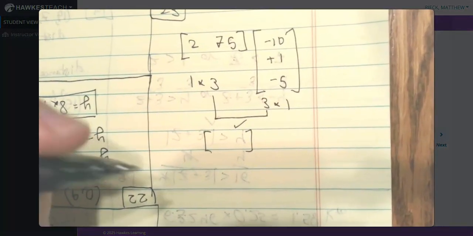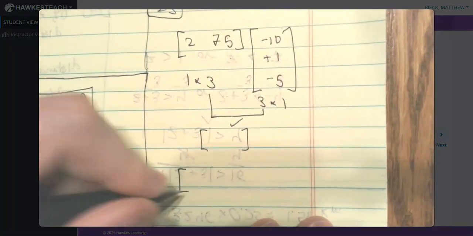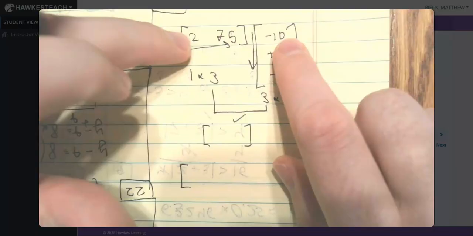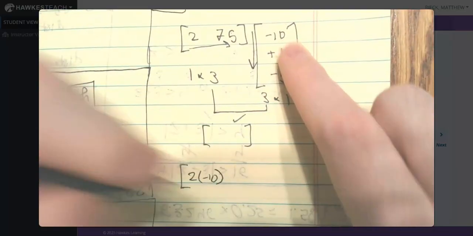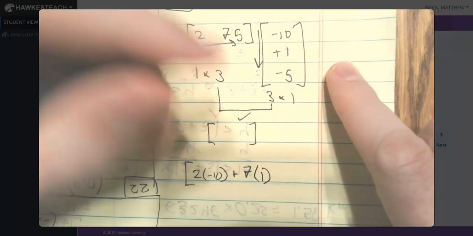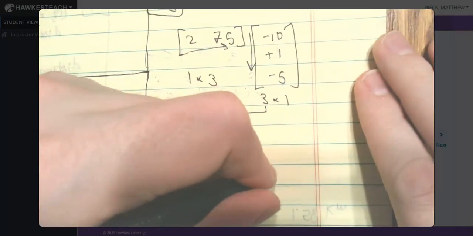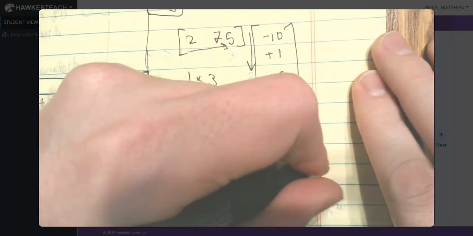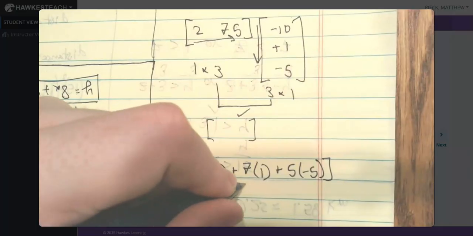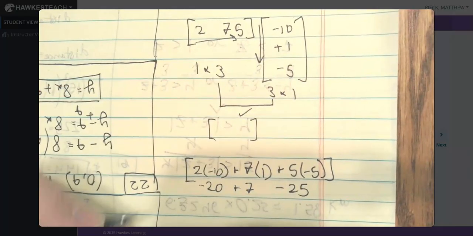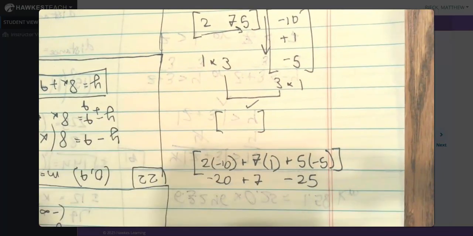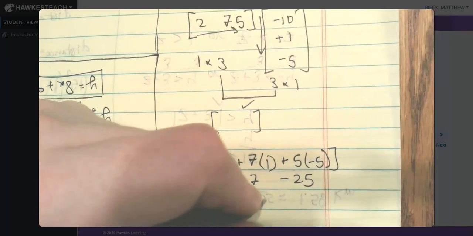All right. So to find what that entry is, we're going to march across the row here and down the column here. So you have 2 times negative 10, plus 7 times 1, plus 5 times negative 5. So this is going to be negative 20 plus 7 minus 25. Negative 20 plus 7 is going to be negative 13. Minus 25 is going to be negative 38, I believe.